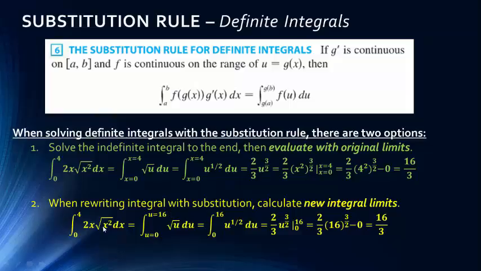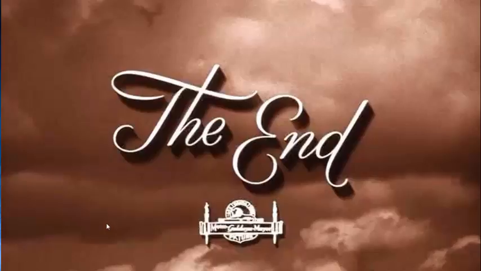Again, in this case, u is x squared, so if x is 0, 0 squared is 0. If x is 4, 4 squared is 16. Once you do that, you solve the integral for u, and then plug in your limits because you've changed these to u's as well. So these are the two different ways to do it: use the original x values, solve back to x and then plug them in, or change the limits into u values using whatever substitution formula.